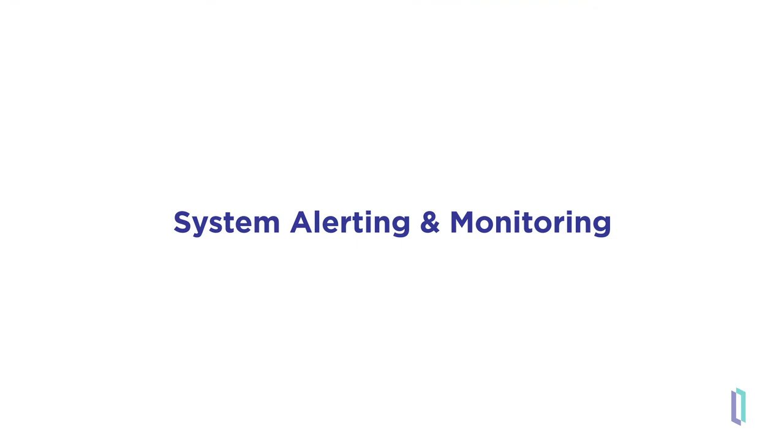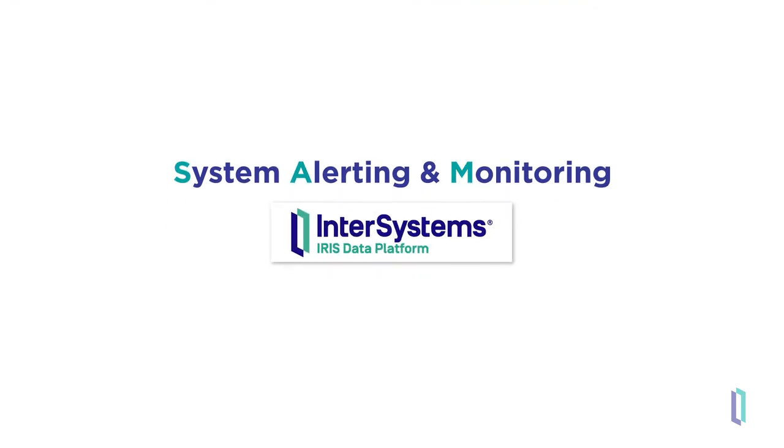System Alerting and Monitoring, or SAM, is a modern solution for overseeing your InterSystems IRIS data platform instances. This video shows some of the features that benefit developers and operators, including easy access to system metrics and the option to configure alerts to prevent problems. To illustrate these features, we'll look at the scenarios of 3 users of InterSystems IRIS.